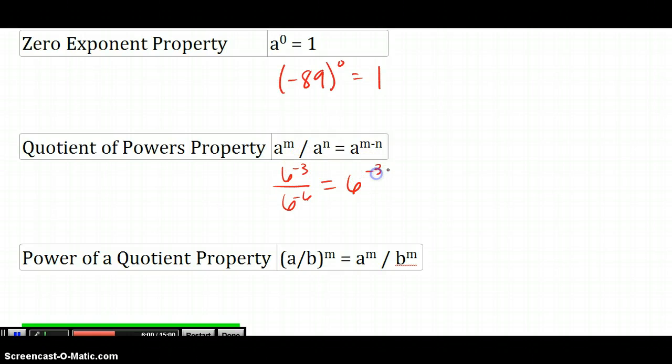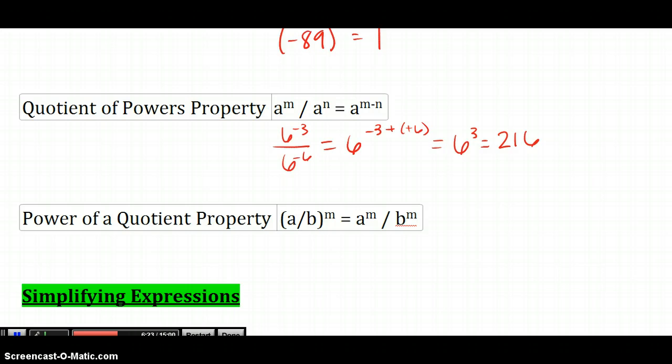So we have negative 3 minus, be careful with your signs, a negative 6. And a minus, those turn into plus. So you have negative 3 plus 6. So your answer is 6 to the third. That's simplified. If you had to evaluate it, you would actually do 6 to the third, which is 216.